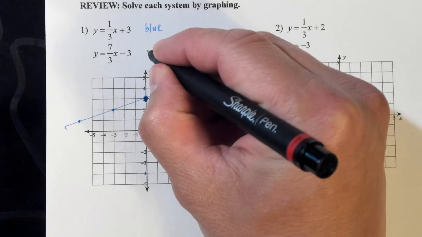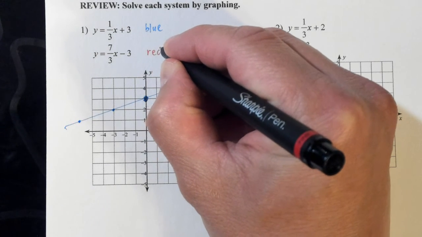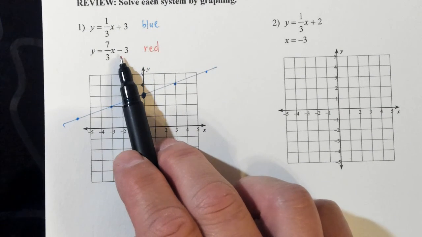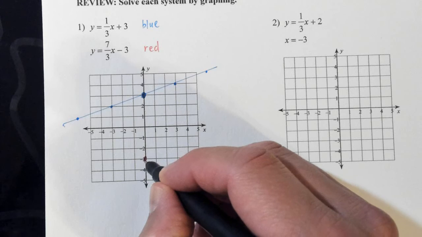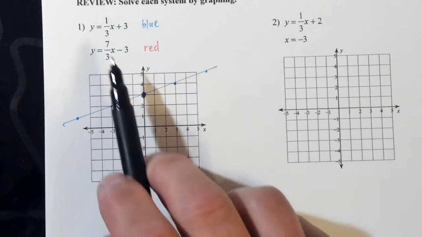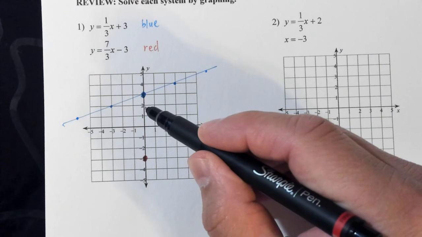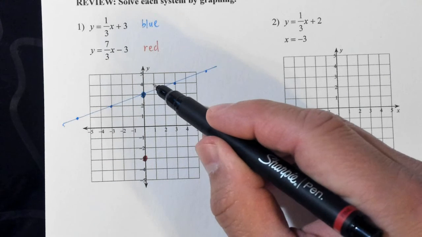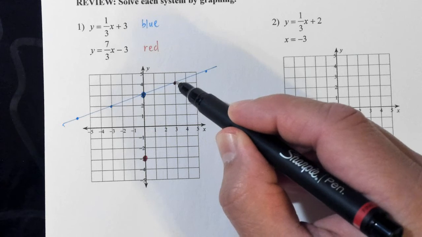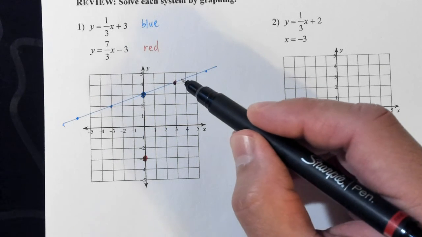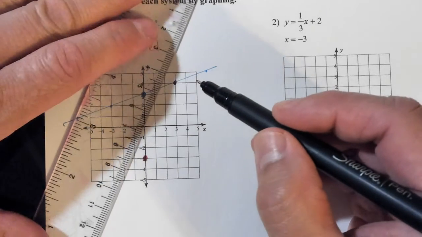And then I'm going to do the second line or function in red. This one, the y-intercept is -3. And the slope is 7/3. So up 7. 1, 2, 3, 4, 5, 6, 7. And right 3. 1, 2, 3. So obviously that is the point that they have in common. That is the solution to the system.